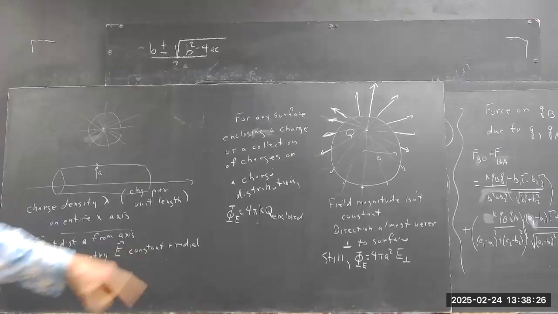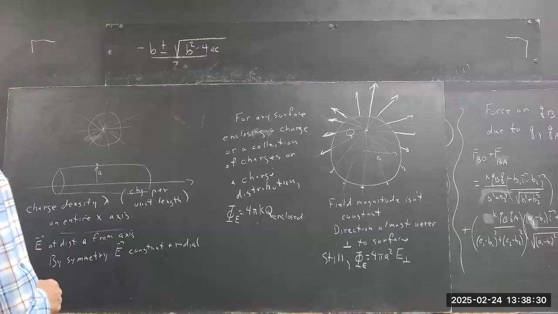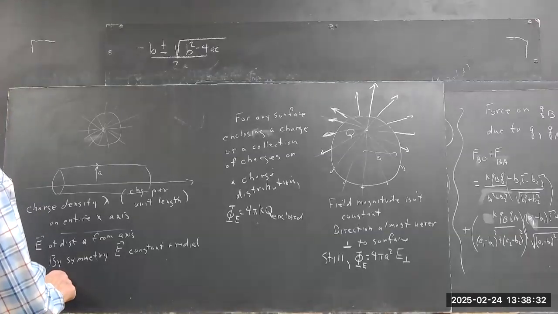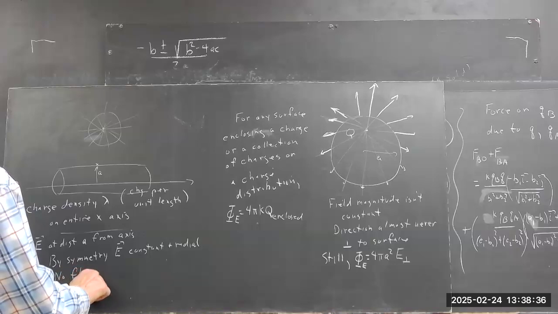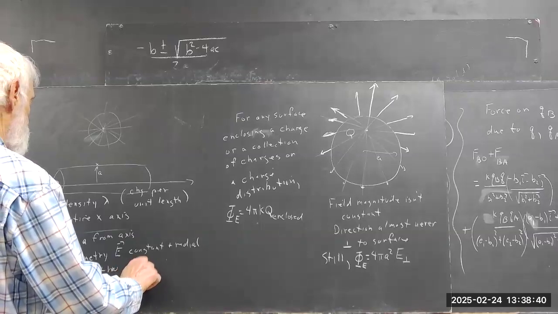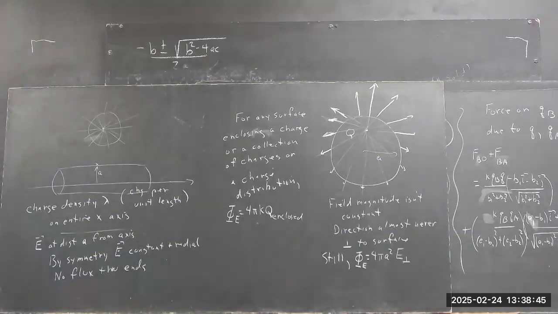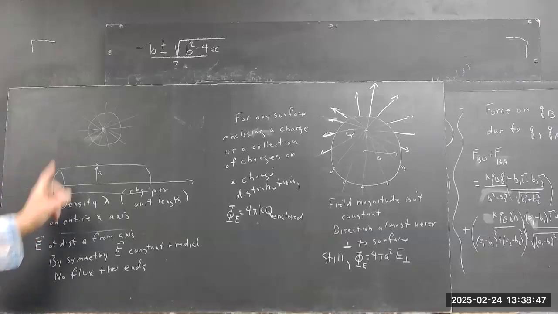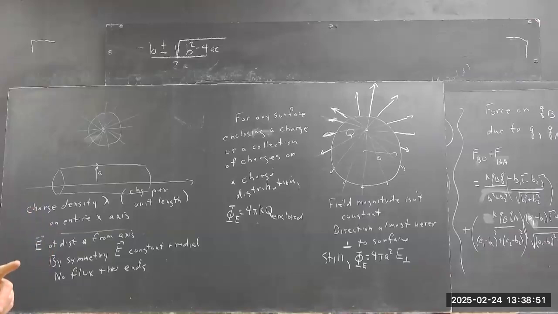By symmetry, E is constant and radial. No flux through the ends of this thing because the field is parallel to the ends. It can't penetrate the end if it's parallel to them.